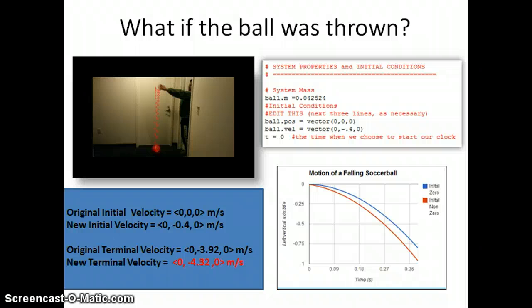In my initial experiment, the ball was dropped with an initial velocity of 0. But we can consider what would have happened had I forcefully thrown the ball down. The ball would have taken on a non-zero initial velocity because force was acting on the ball as the ball was released from my hands.